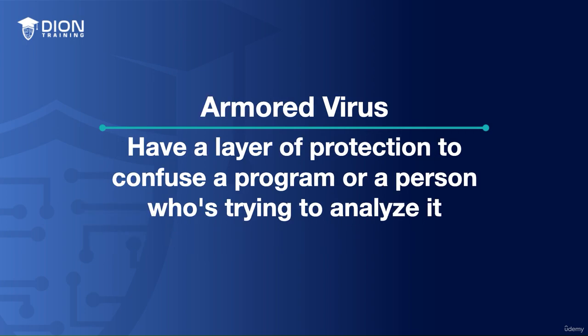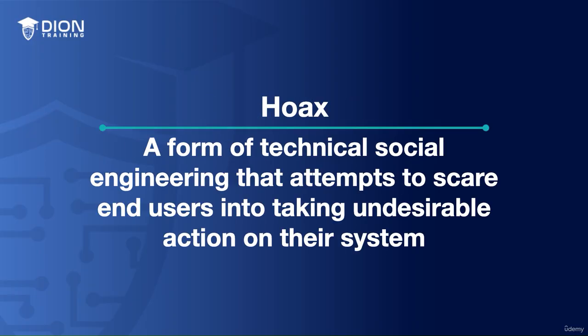Ninth, we have armored viruses. Now, armored viruses have a layer of protection that can confuse a program or a person who's trying to analyze it. This is yet another way that virus creators are trying to add in protections for their virus's code to increase their odds of being able to spread that virus to other users without being detected by your organization's security appliances or their antivirus scanners. The 10th and final virus we have is what's known as a hoax.